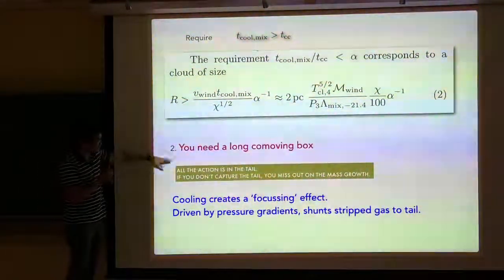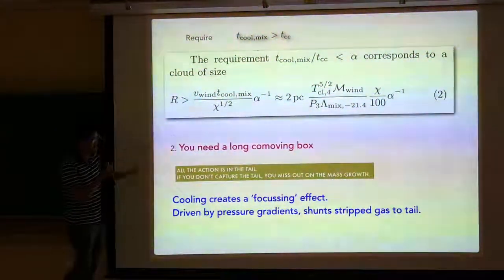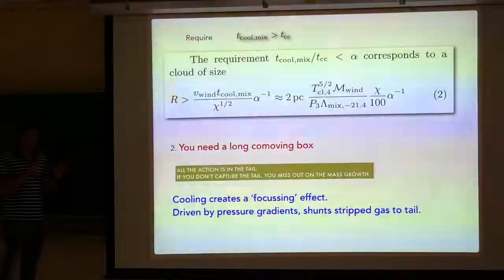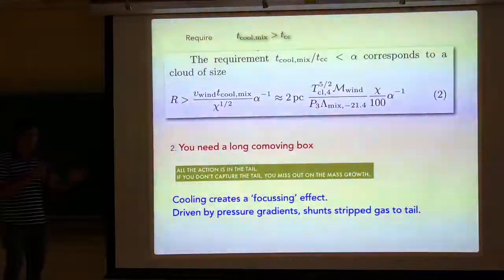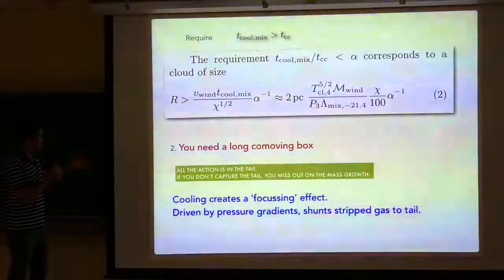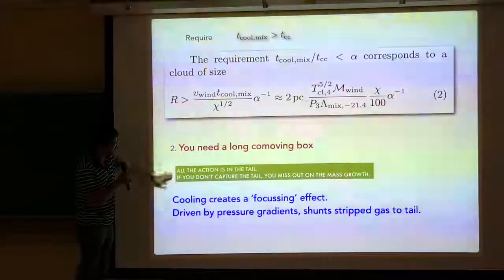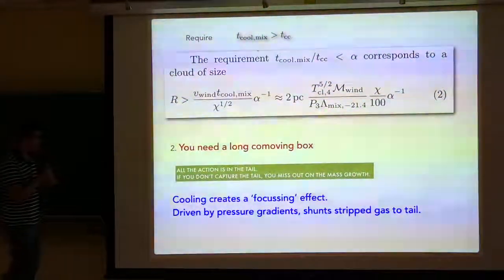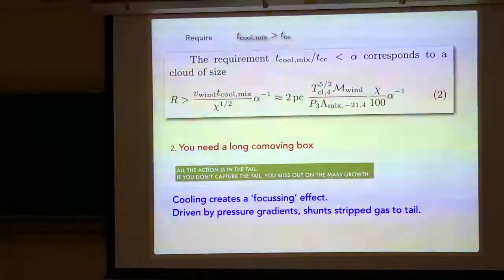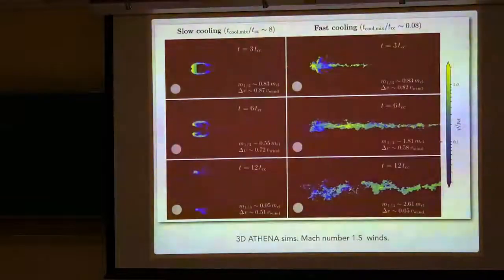One other thing you really need is a very long box, and you need to be in a frame where you move along with the cloud, because all of the mass growth is happening in the tail. So if you don't capture the tail, you miss out the mass growth. And there's an interesting effect which cooling does, which is a focusing effect. I know this is kind of weird to foreshadow all the results, but I wanted to put it there before you drift off.